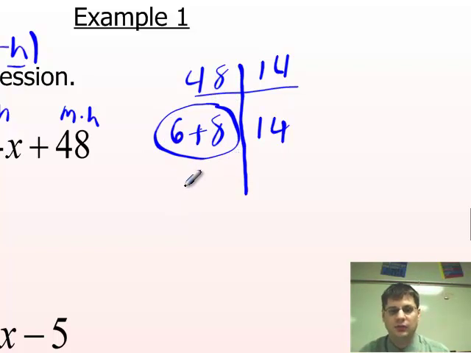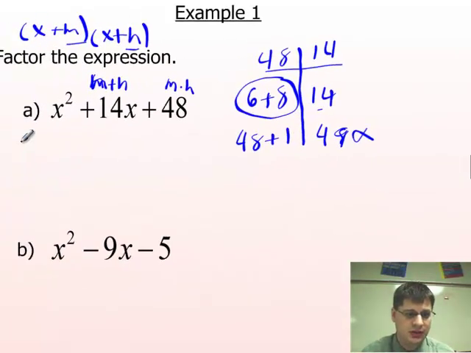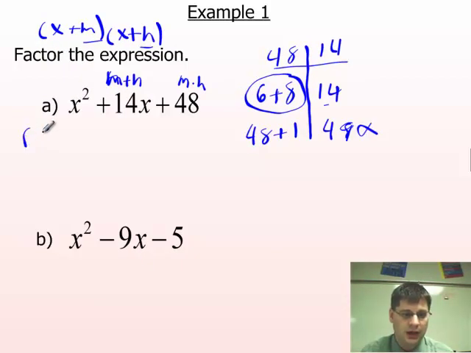Now you might have to go through several tries. So let's say, for instance, you tried 48 times 1. Well, that gives you 48, but if you add it together, it gives you 49 rather. And that's not going to work. It's got to equal the middle term when you add them. So here's my m, here's my n term, and I'm left with x plus 6 and x plus 8.